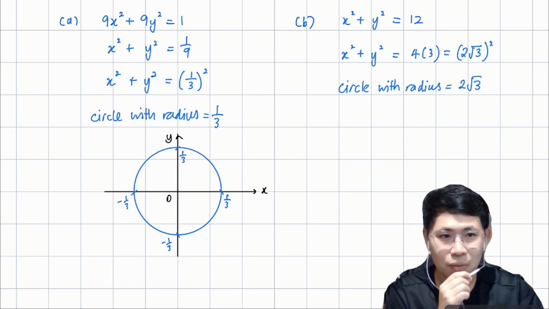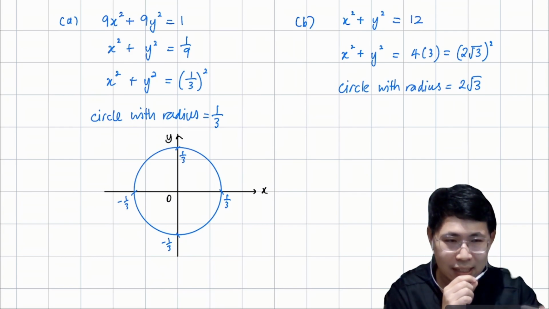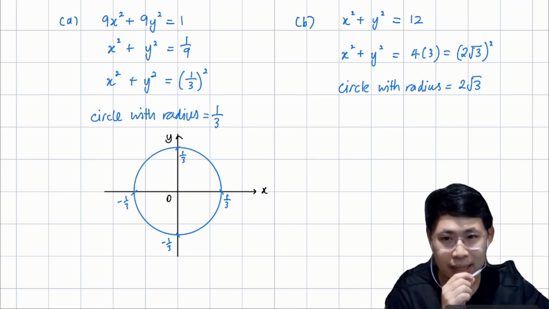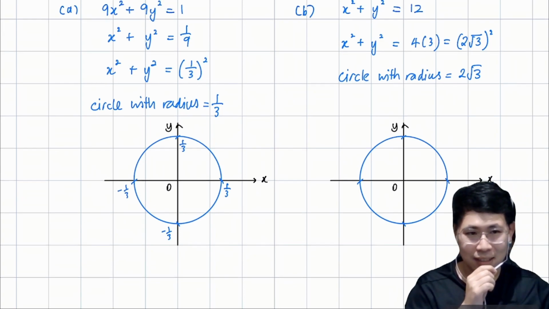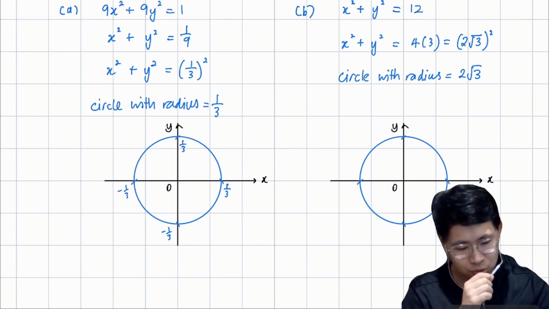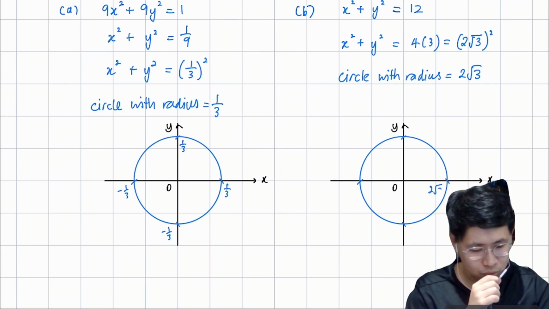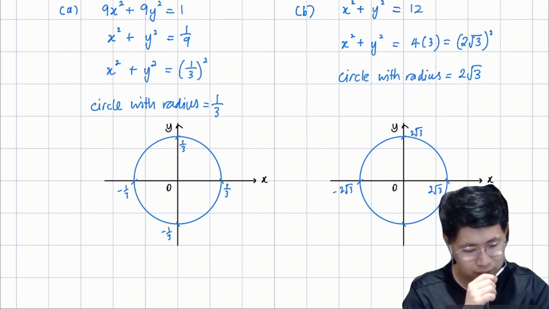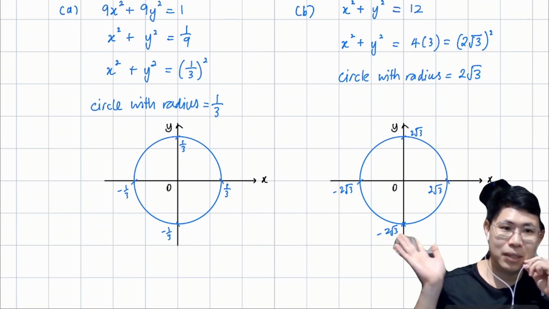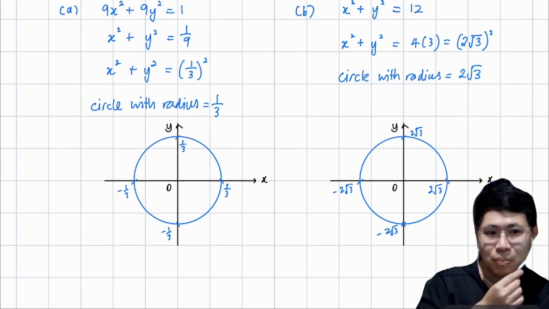Okay, so this is how we express the r, which is normally not a nice number, as a square root in exact form. So I have the same circle over here. The radius is 2 root 3, right? So I'm going to put a 2 root 3 over here, 2 root 3 over here, negative 2 root 3 over here, and a negative 2 root 3 over here, to mark out the space. So this would be the circle for part B.